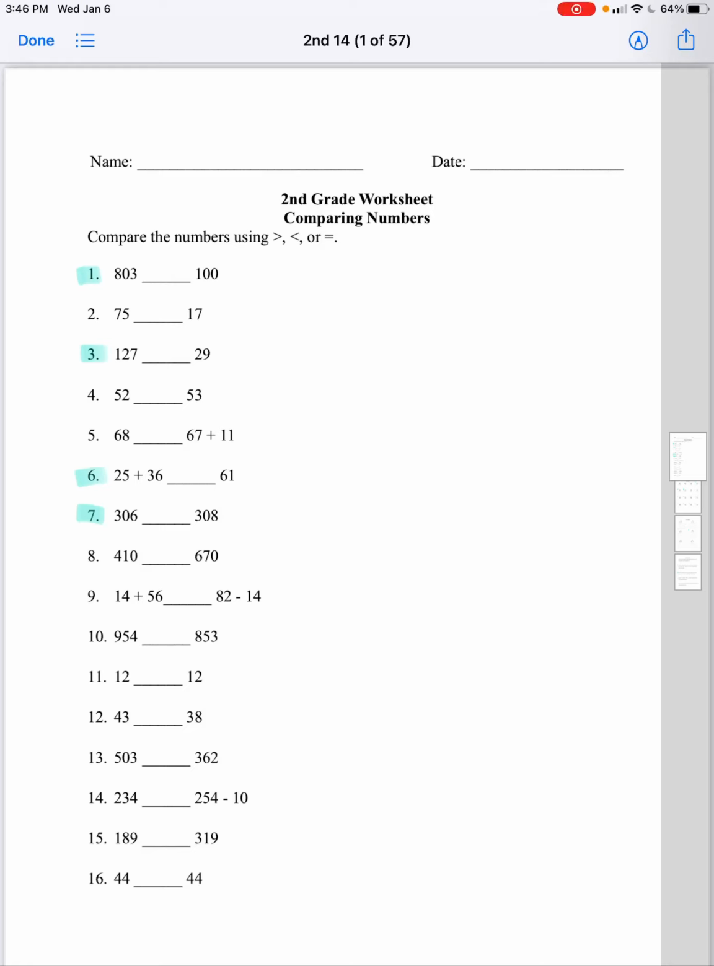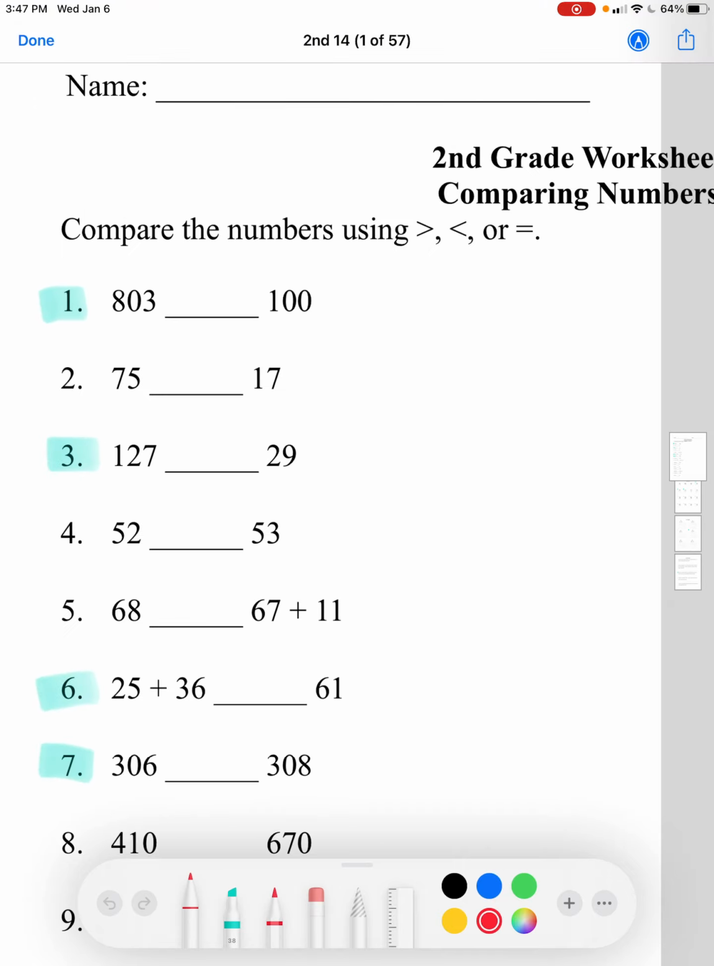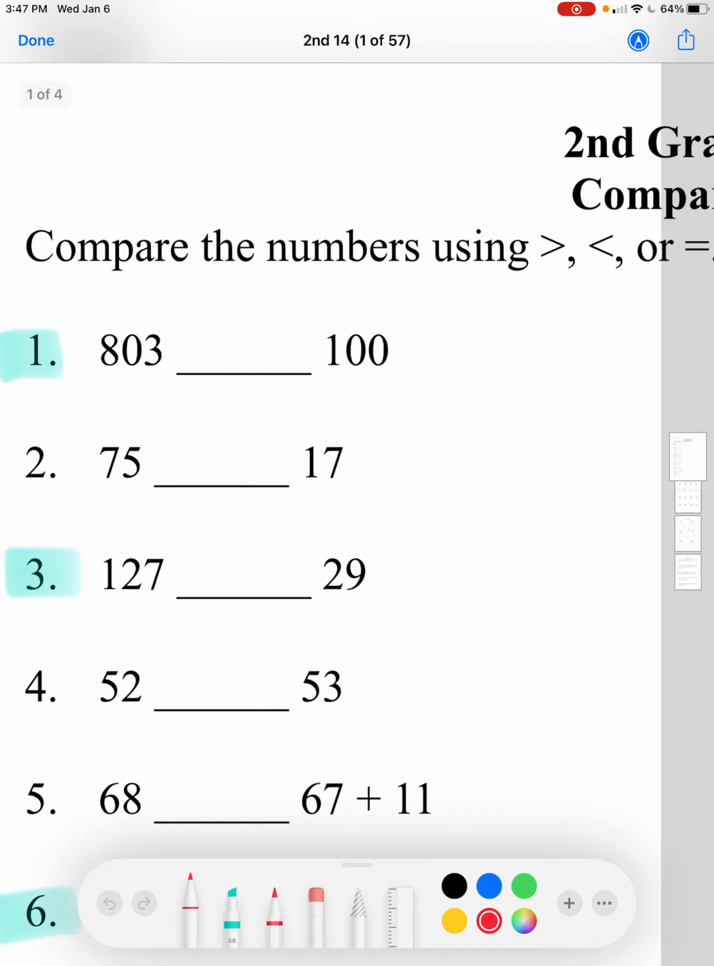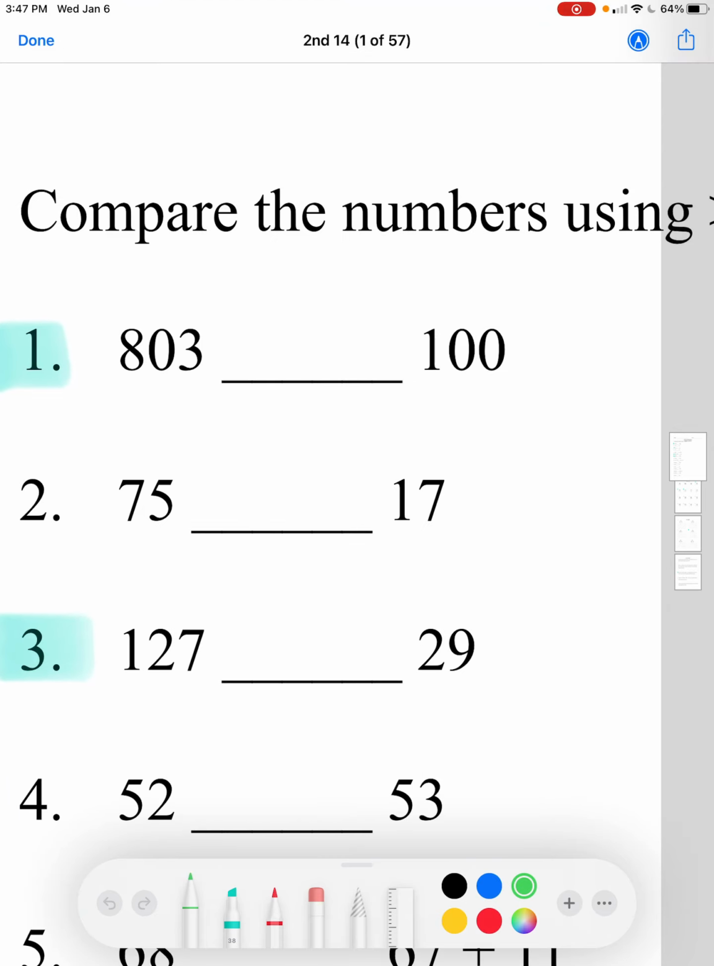Hi guys, today we're going to be starting on lesson 21 for second grade math. So our first topic is comparing numbers, but this time we're going to be doing more numbers with hundreds in them. So let's start with our first example, number 1. We have 803 and 101.